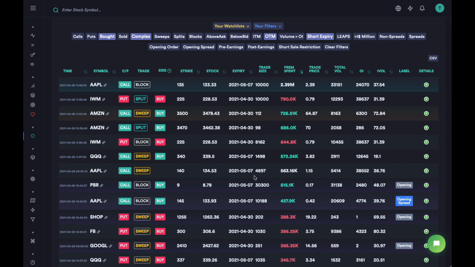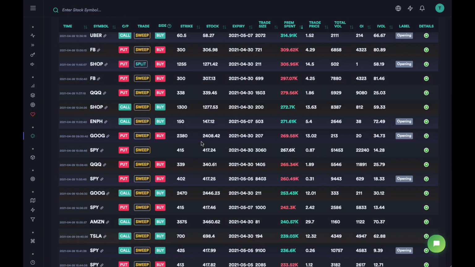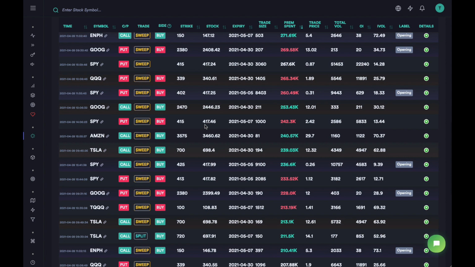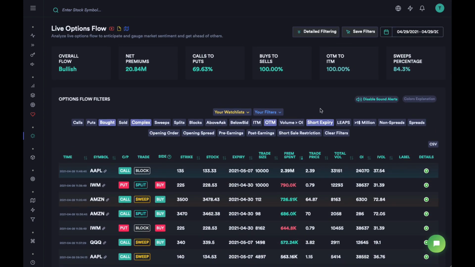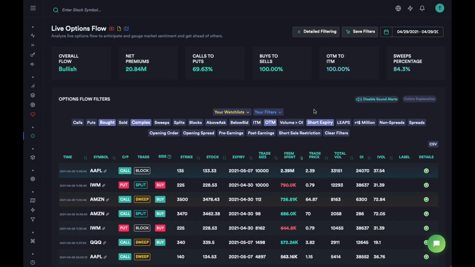So these are just two examples. I won't go into other examples, but you can see that these colors, if you want to understand these colors, what you can do is you can click on this colors explanation and you will know what all of these colors mean.